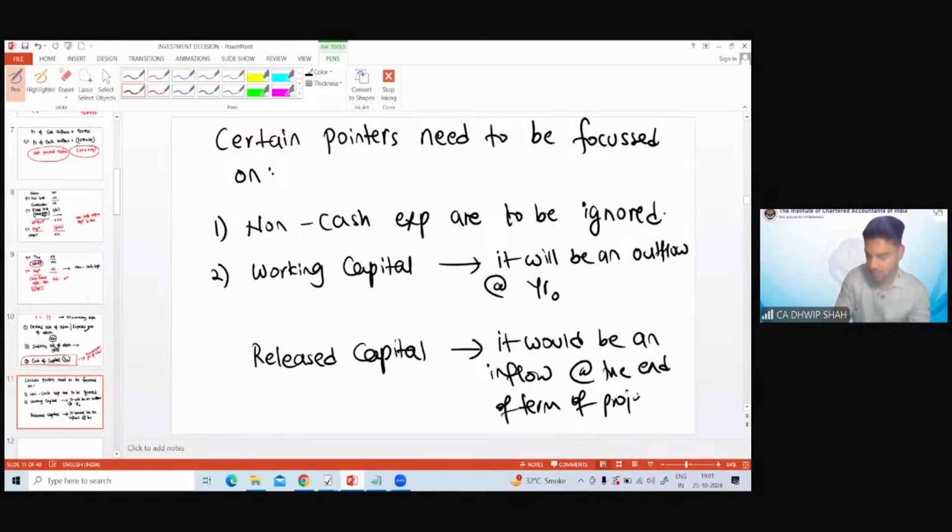Are you getting this? First point was about non-cash expense, that it has to be ignored straight away. But for tax deduction, tax shield purpose, you need to consider. Second, working capital. Working capital is the investment to run day-to-day business. And that investment has to be made at year 0, at the start of the business. But once the project is completed, that working capital, means stock में पैसा अटका है, debtors में पैसा अटका है, cash पड़ा है, that would be released back to the company at the end of the term. So that is an inflow. Everyone following?